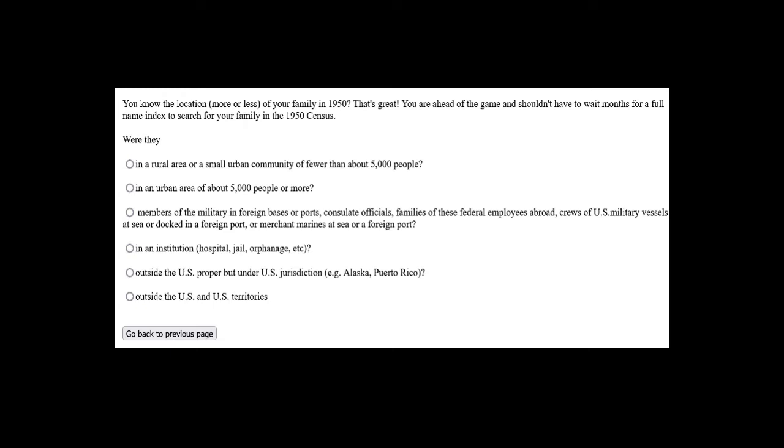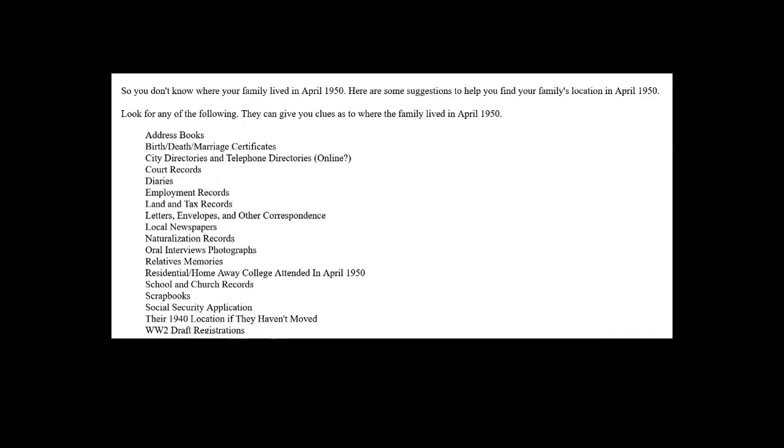So you know the location. Now we ask, were they in rural areas, urban areas, military bases overseas, etc.? And when you answer one of those, you go to another part of the tutorial. You can always go back to the previous page. If you answer no, so you don't know where your family lived in April of 1950, this is the section you would be given next.